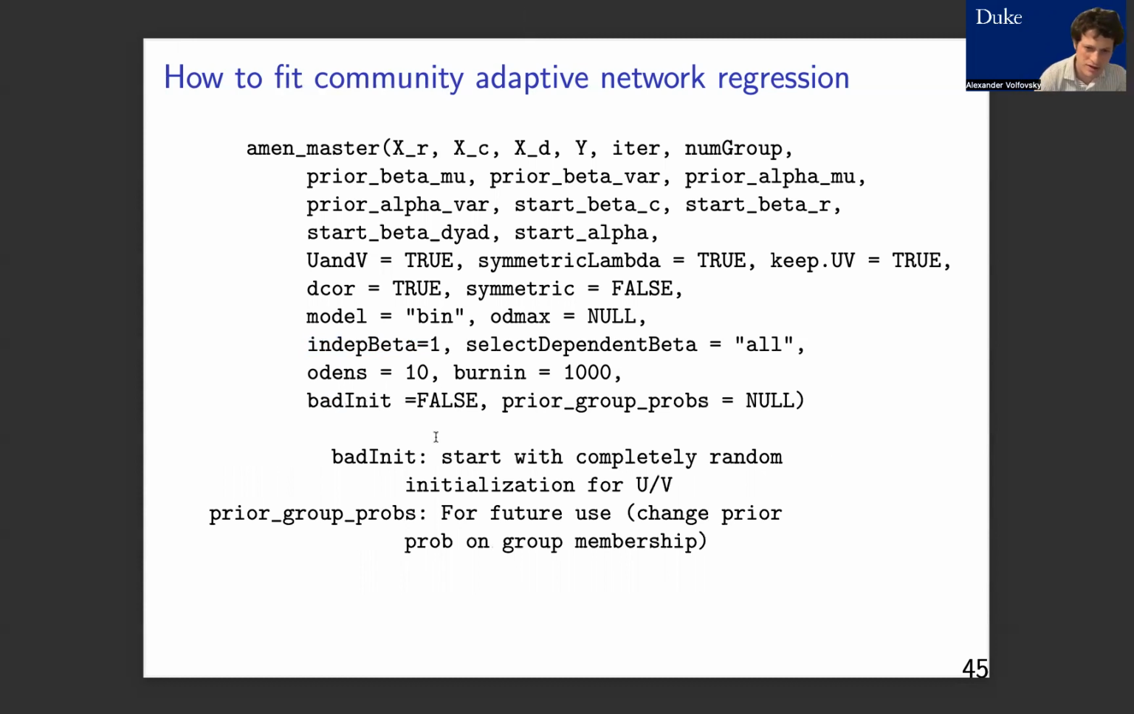And then the last part, while we didn't talk about it, it turns out that there are good and bad initializations for the Markov chain here. If you keep this at default, it's going to initialize to a good place. And you should be able to change the prior for the group probabilities as well.